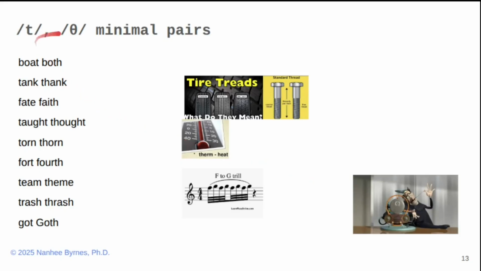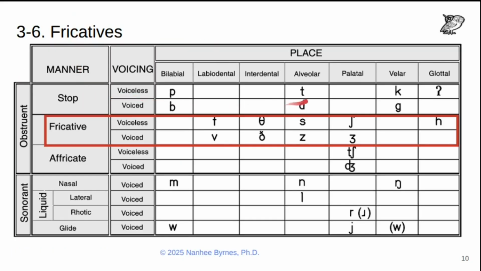Ta, tha minimal pairs. Ta is a voiceless stop, and tha is a voiceless fricative. Ta occurs at the alveolar ridge, and tha at the teeth. Ta has popping in it, but tha can continue the sound.